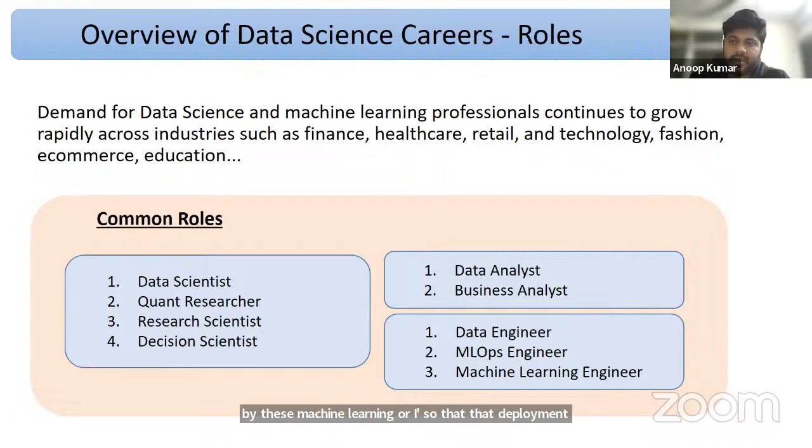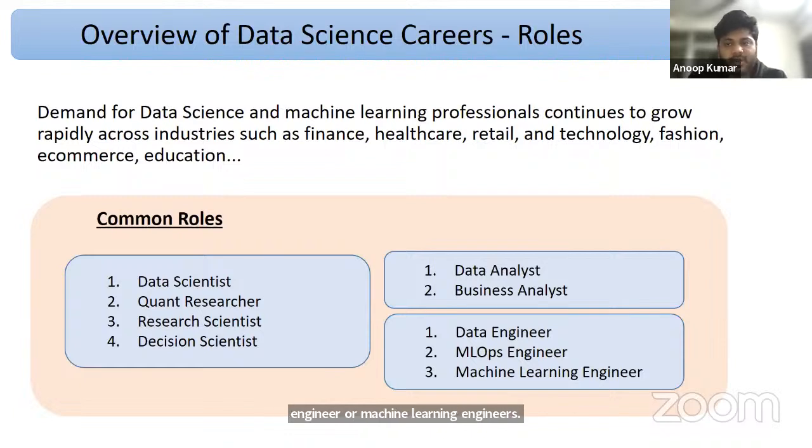Like 10 million people coming daily on Naukri, or 30 lakh applies coming daily on the jobs which are posted on Naukri. So for that, we need to deploy those algorithms, those models at scale, and that will be done by these data engineers, ML ops engineers, or machine learning engineers, right? So these are the common roles.